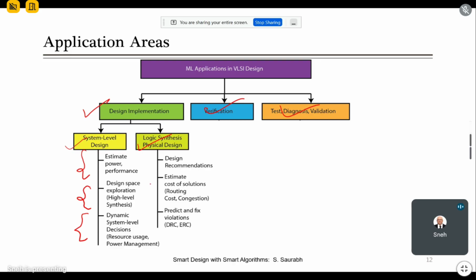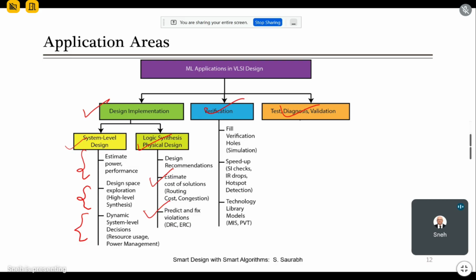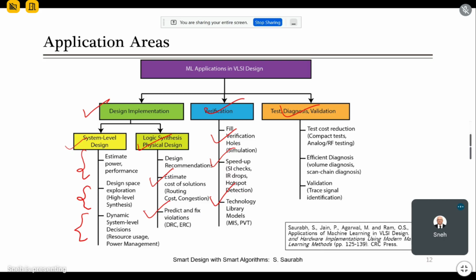We can use it to estimate the cost of a solution. We can use it to predict and fix violations. In verification, we can use it in simulation to fill verification holes and to speed things up. We can use it for technology libraries to have better models. We will be looking into this in the later part of this lecture. And in test and diagnosis also, we can use it for various purposes.